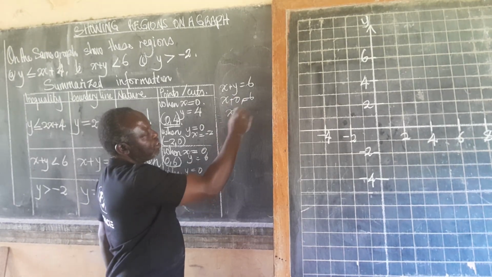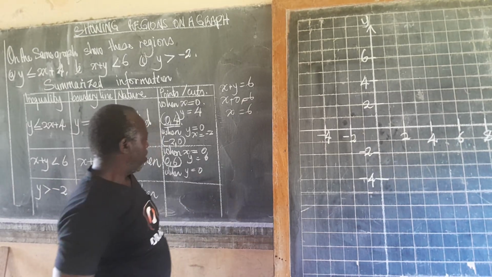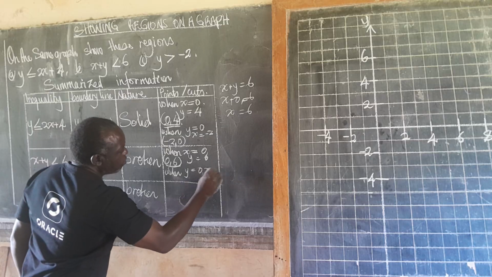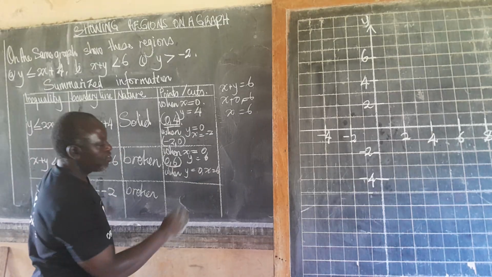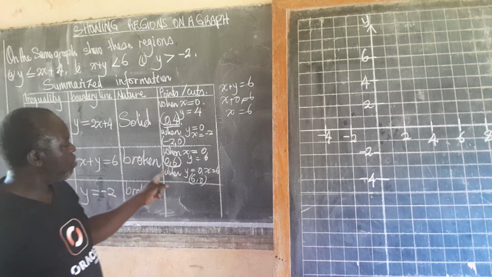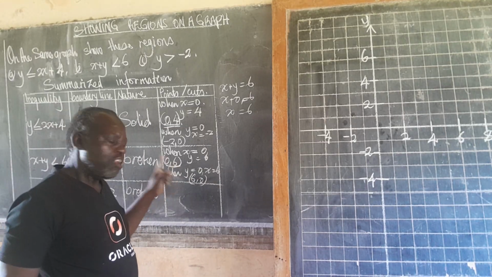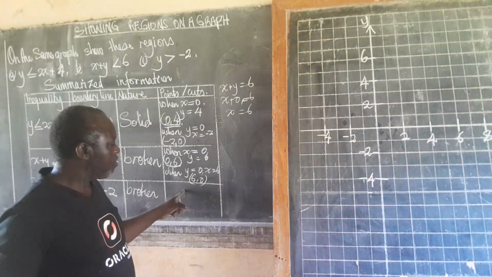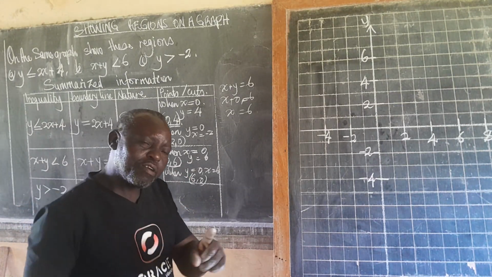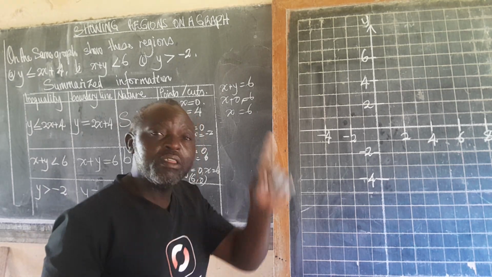Therefore, our x equals 6. Now the second cut is going to be x equals 6, so the second cut is 6, 0. The first one was 0, 6. The second one is 6, 0. Don't forget we begin with x and end with y.